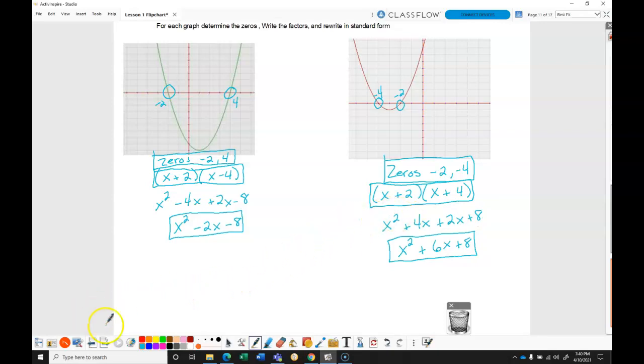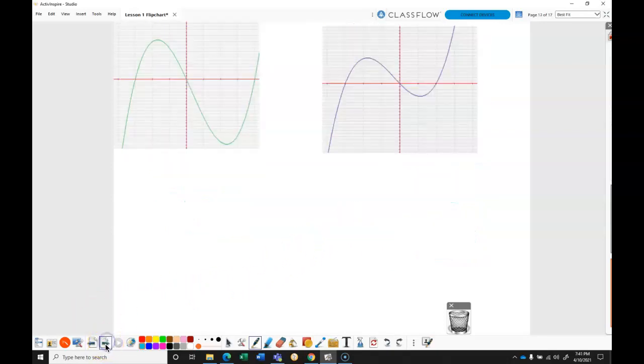I think we have 2 more of these graphs to do. All right, same thing. This time I'm actually getting more than 2 though, okay? So I've got this one, looks like it's at -3. This one is at 0. And the last one is 1, 2, 3, is at positive 4. So my zeros are at -3, 0, and 4.